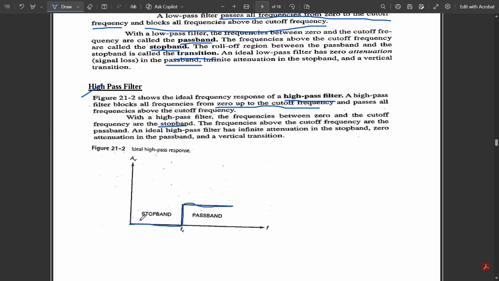Okay, so with the high pass filter, the frequencies between 0 and cutoff frequency are the stop band. Okay, so this is the stop band region. And the frequencies above the cutoff frequency are the pass band region. Okay, so this is the pass band region. Now, an ideal high pass filter has infinite attenuation in the stop band region and zero attenuation in the pass band region, with a vertical transition. Okay, so this is the basic definition with respect to frequencies. It allows all the high frequency components and blocks all the low frequency components. Okay, so this is the ideal response of a high pass filter.